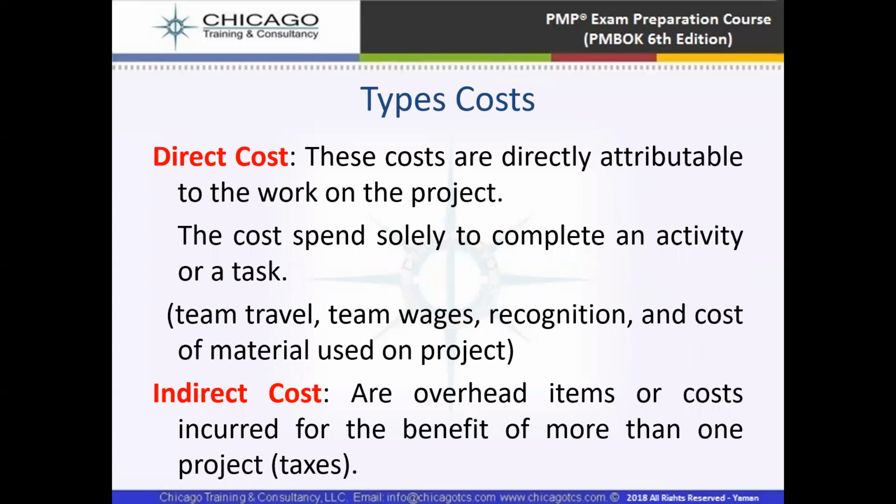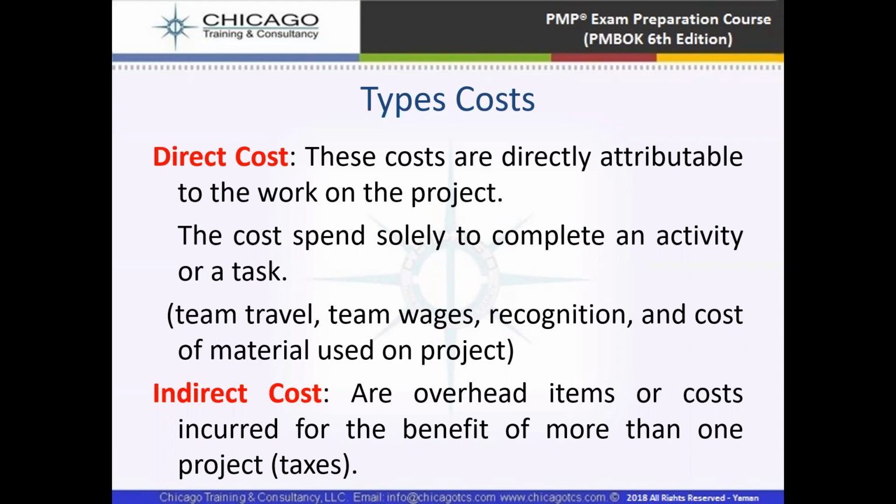What are the types of costs? There are direct costs and indirect costs. What are direct costs? Those costs are directly attributed to the work on the project. The cost that is incurred directly by the project is called direct cost, like team travel, team management, labor cost, machinery cost, direct labor, direct staff. Those are direct costs. What are indirect costs and overhead items?